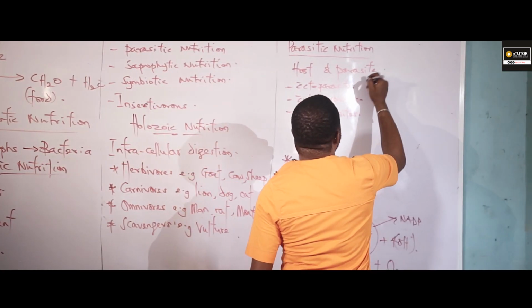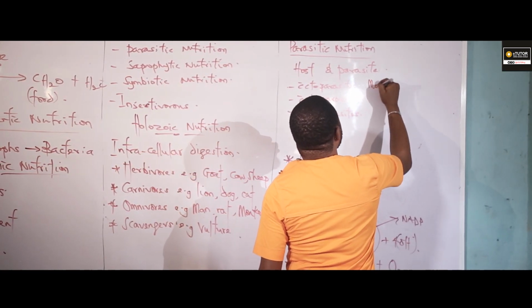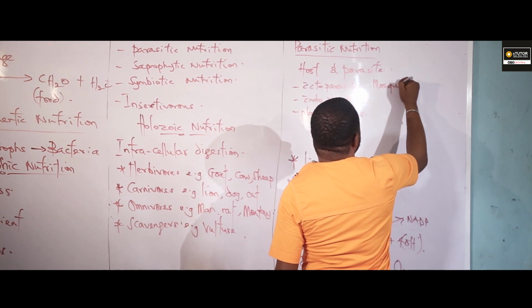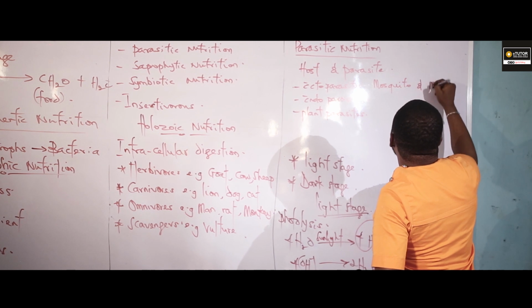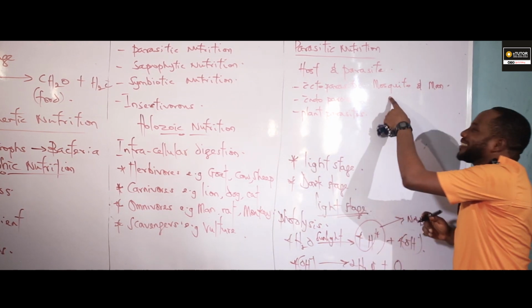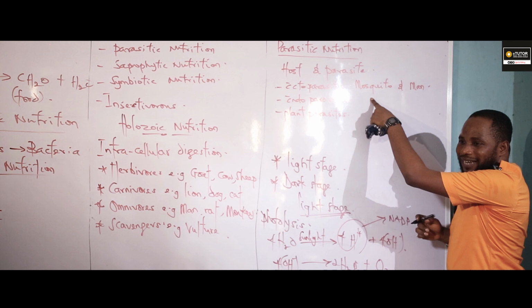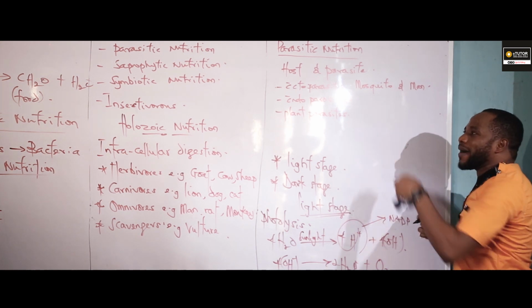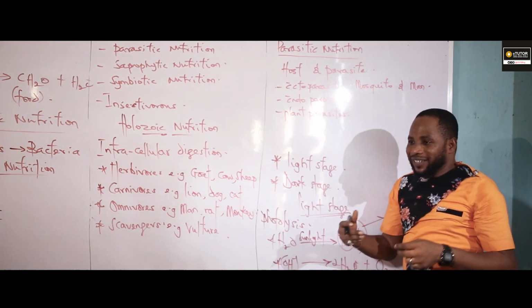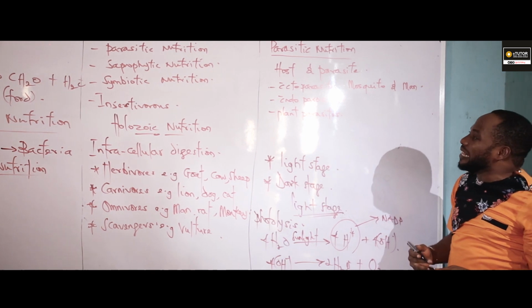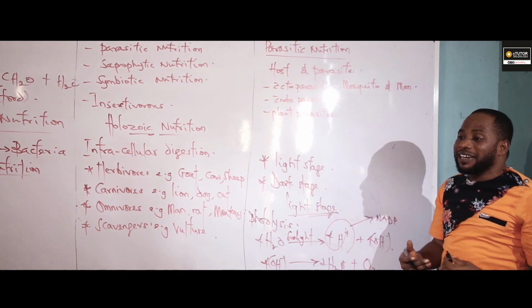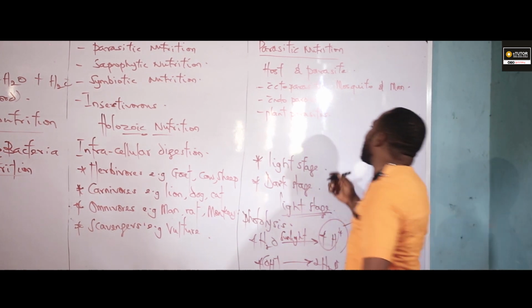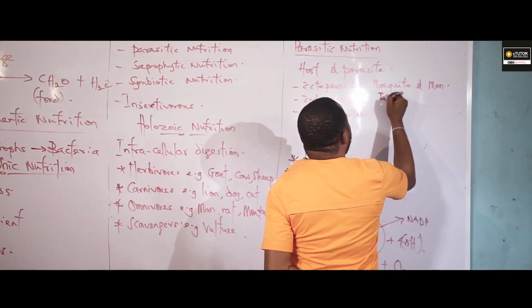Example, mosquito and man. Mosquito is an example of that parasite, and the host is man. This is an example of an ectoparasite. You understand that? Then endoparasite. The word endo means inside. The type of parasite that lives permanently inside the body of the host. Example is tapeworm and man.